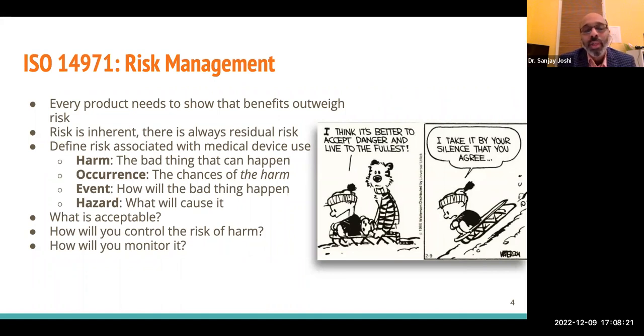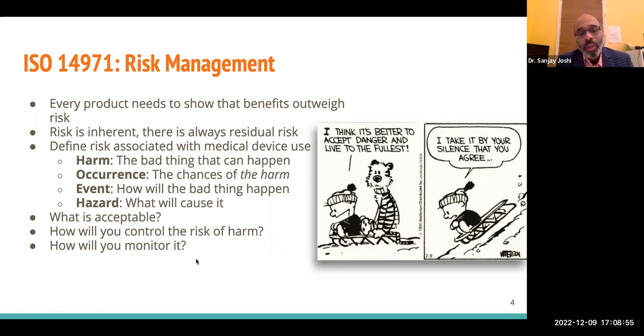And the four concepts that you will hear often are: first, what kind of harm will come from the use of that device, the bad thing that can happen. The second is the occurrence. What is the probability or likelihood of that harm? And the third is what we call the sequence of events. What all things need to happen for the harm to occur. And the last one is hazard, what will cause it. And usually it's done exactly the opposite way. But since we are familiar with risk and harms, on this slide, I have it in this order.